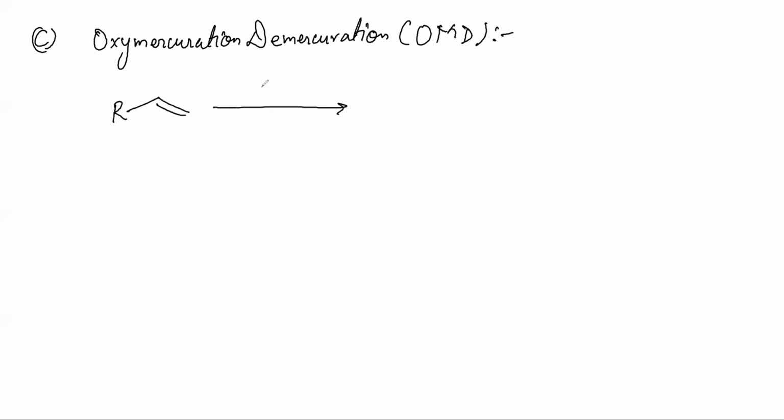oxymercuration, demercuration. Or in short, we call it OMD. Oxymercuration and demercuration. What we do here, we treat our alkene with Hg(OAc)2 in presence of water. This is the first step. Not water, just make it generalized, ROH.